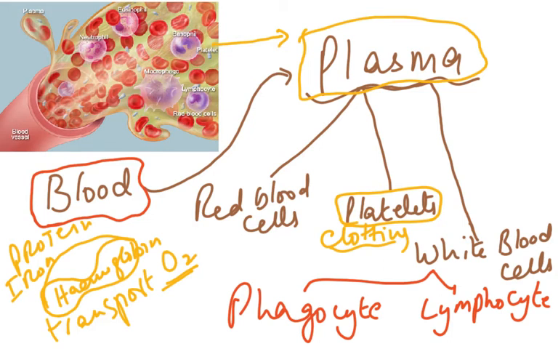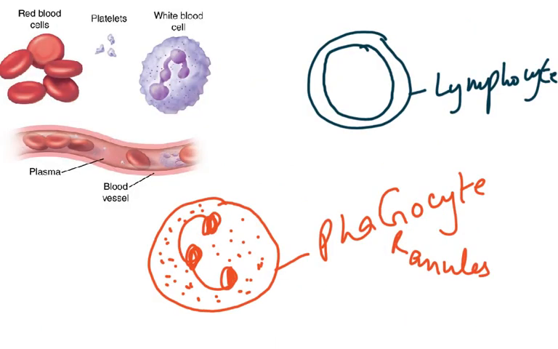The white blood cells are of two types. Number one, phagocytes, and number two, lymphocytes. So phagocytes and lymphocytes, we have to understand how they look, how we will label something as a phagocyte and how we will label something as a lymphocyte. Now let's look at a diagram of the blood. It's a very nice diagram showing the blood.